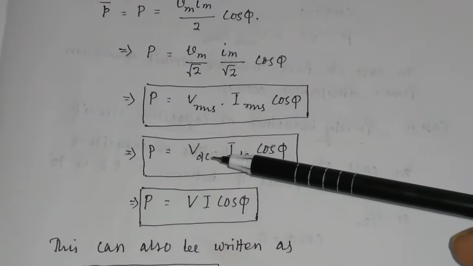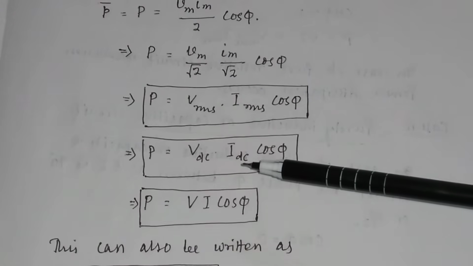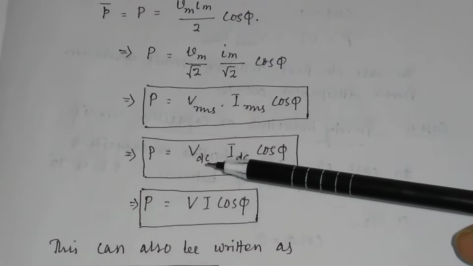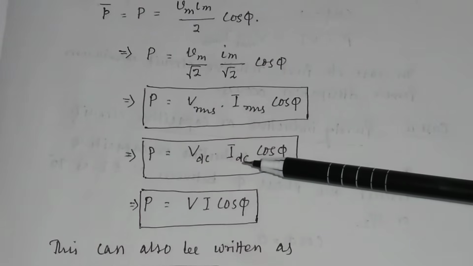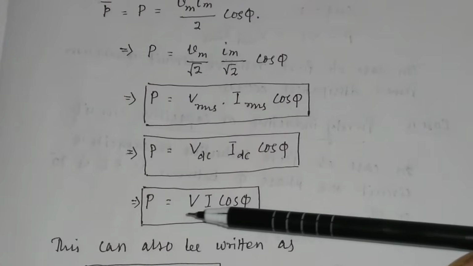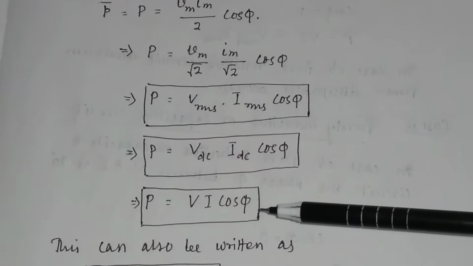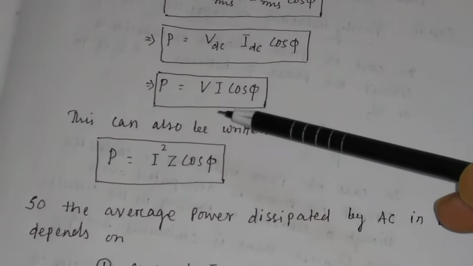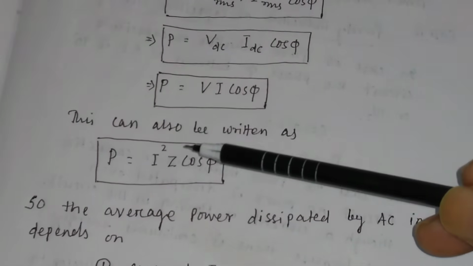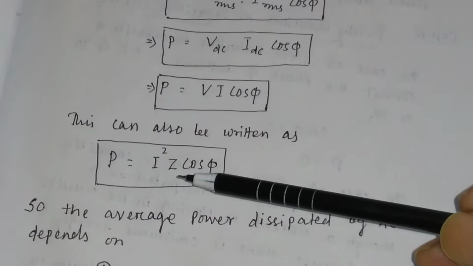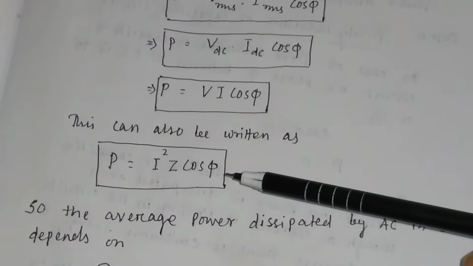Vrms means Vdc and Irms means Idc. So you can also write the average power as the product of Vdc and Idc with cos phi, or you may simply write P equal to V into I into cos phi. Because V equal to I into Z, the average power can also be written as P equal to I square Z into cos phi.